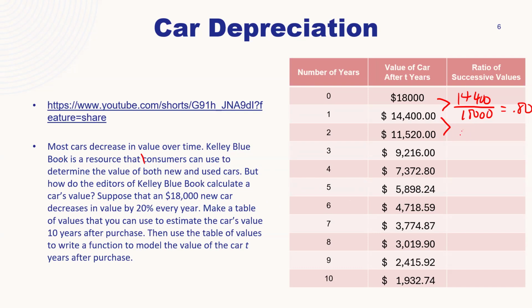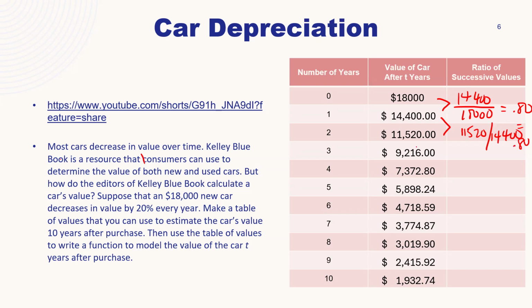What's in my numerator? What's my y2 in this case? 11,520 divided by 14,400. And when you plug it in the calculator, what do you get? You got 0.80? Are they going to be consistent? Based on the fact that our first two are 0.80, is that a coincidence or is that telling us something?